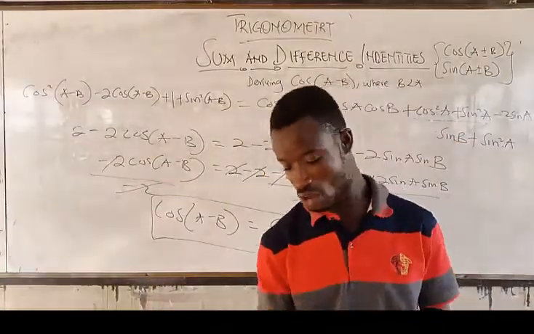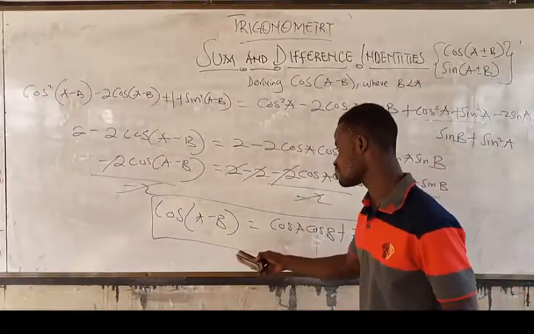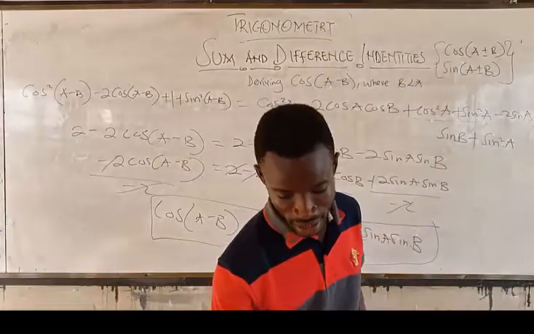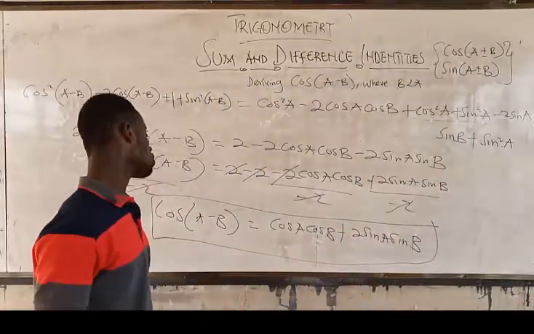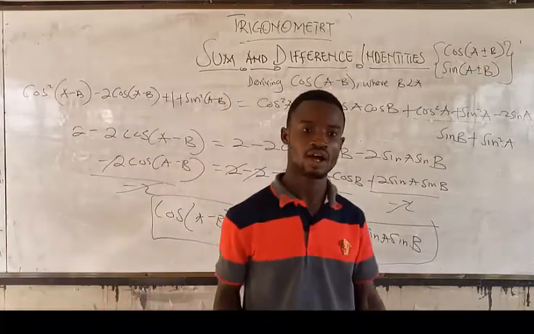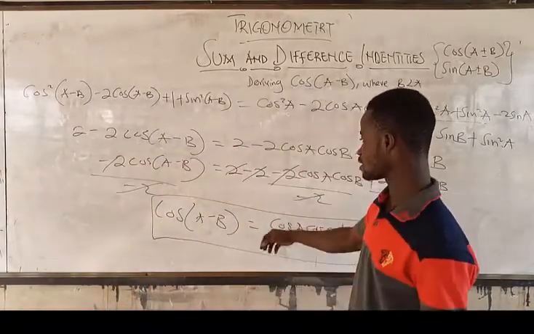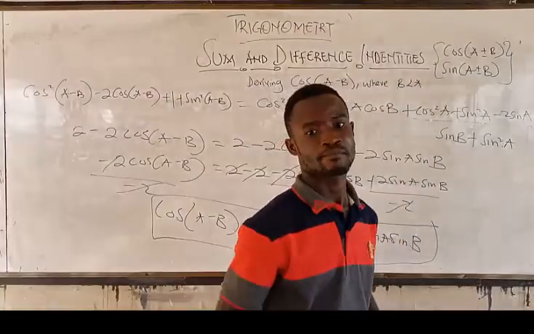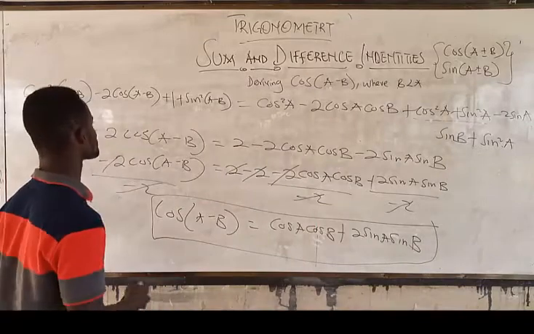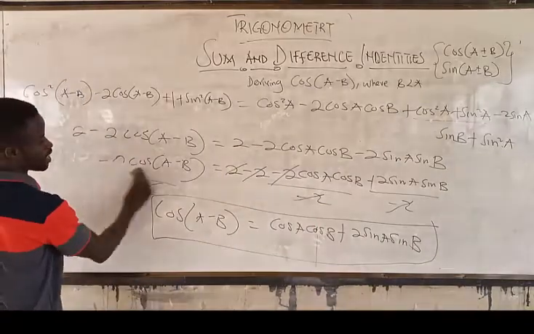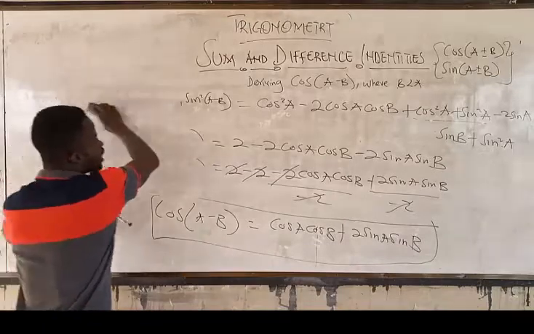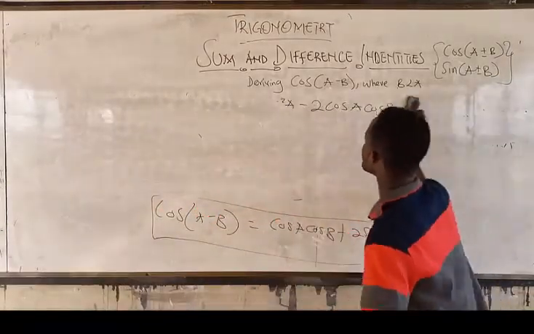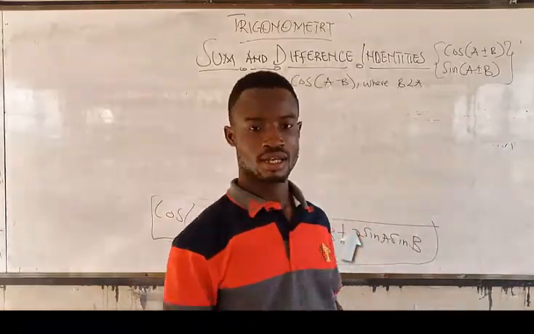Alright, don't forget that now this one is cos A minus B. What if we have A plus B? To find that one is going to be similar to what we have done. Alright, but you can manipulate what we have to get that by rewriting, you can manipulate that to get cos A plus B.